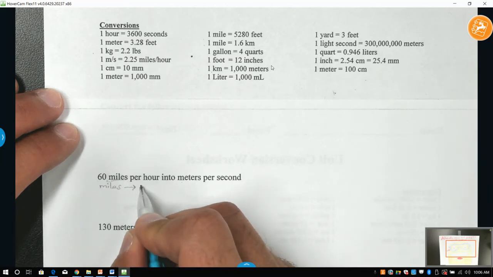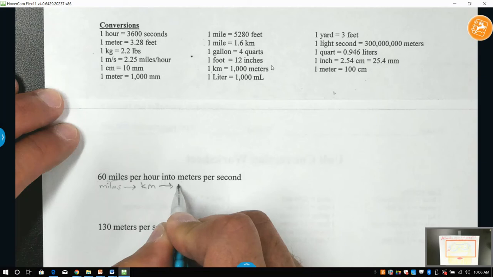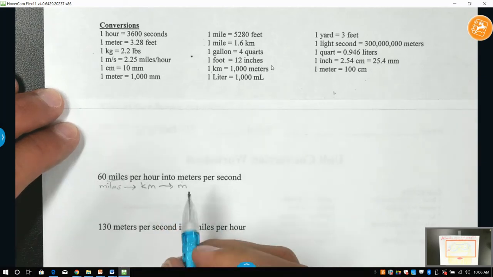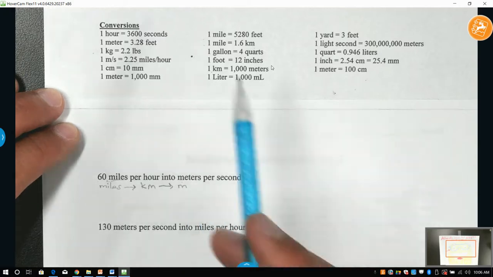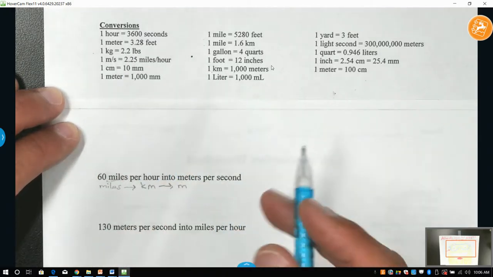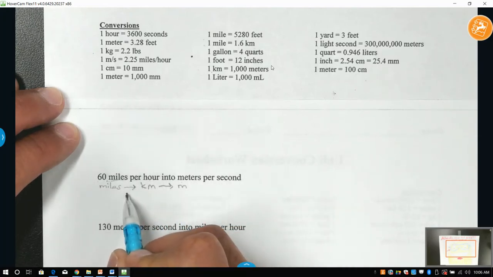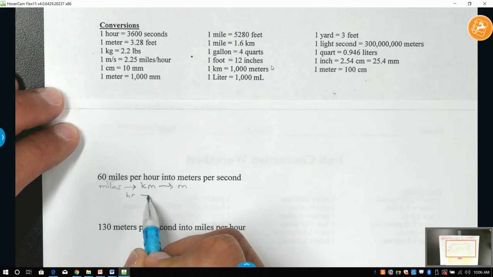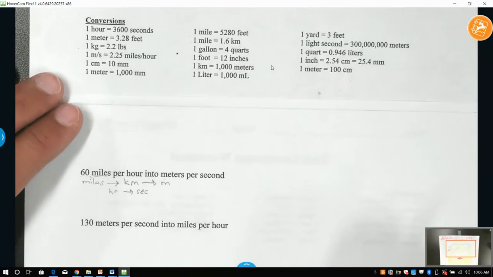We would go from miles to kilometer and then kilometers to meters. And then on the bottom, we would go from hours to second. Now we do have that conversion listed for us as 1 hour and 3,600 seconds. So we're going to go hour to seconds.